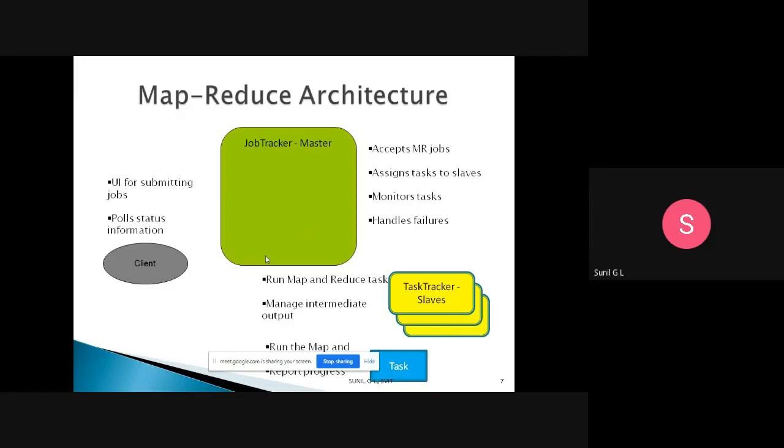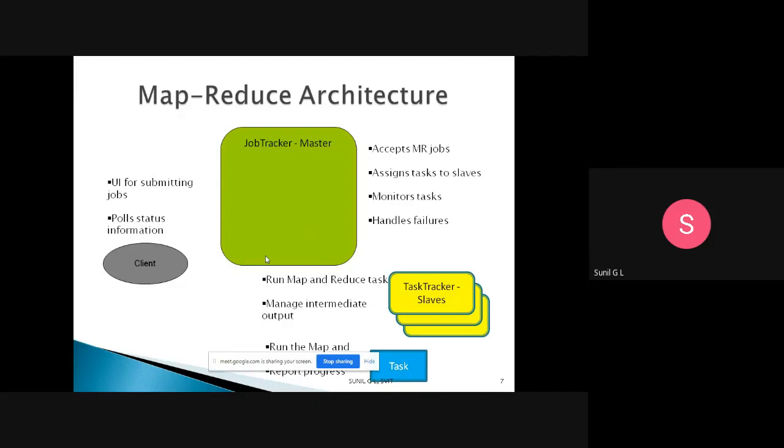Then how the tasks are going on, and when errors are occurring, he needs to handle those errors. These are the four jobs of the job tracker. He is the master.